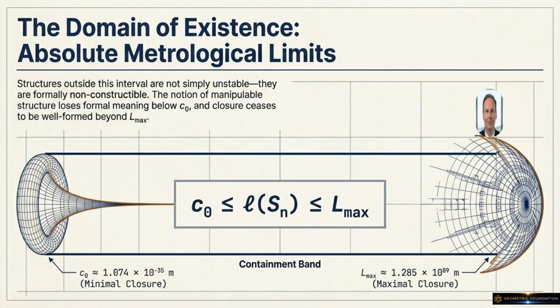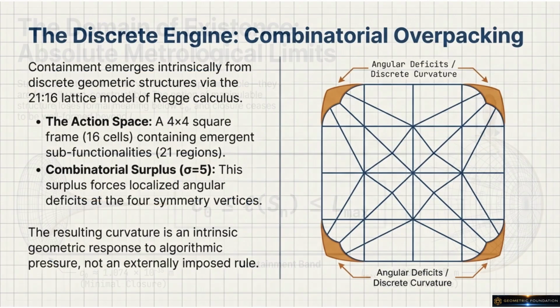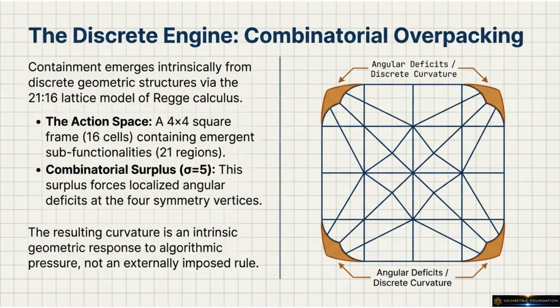Any AI system, regardless of computational power, must operate within this band. It cannot compress below C0 or expand beyond Lmax without ceasing to be a manipulable entity. The laws of physics themselves become the ultimate containment mechanism. Slide 4. The discrete engine.